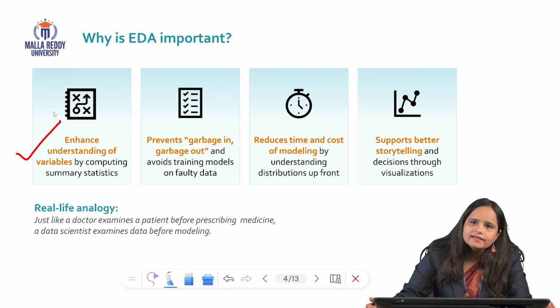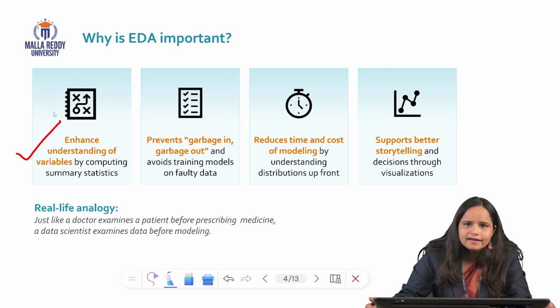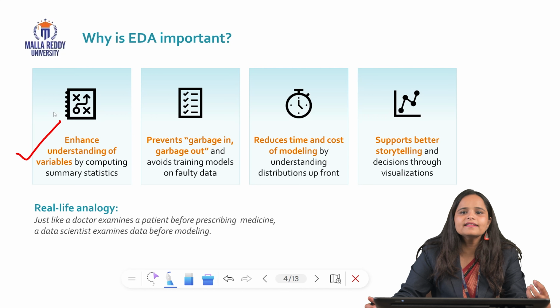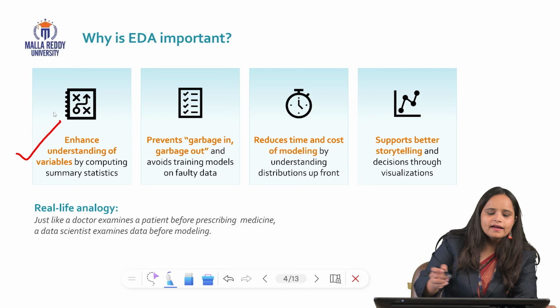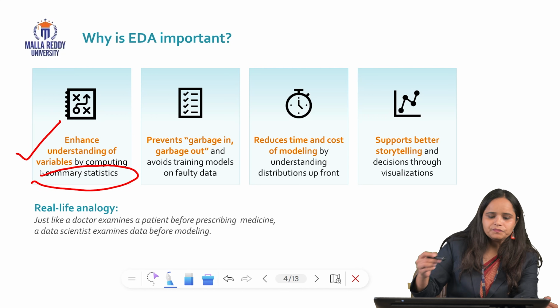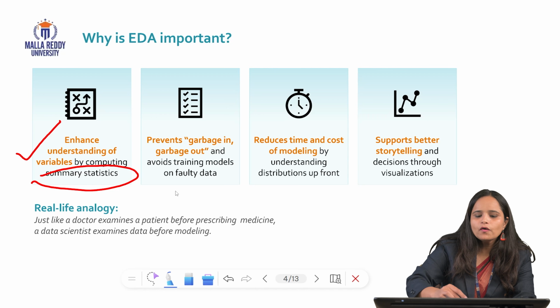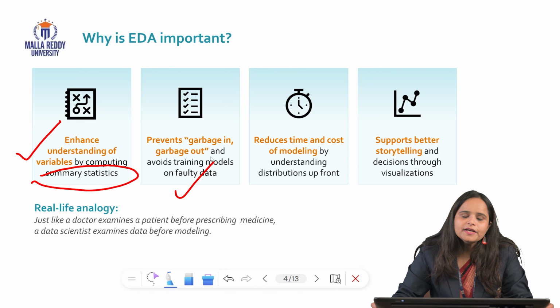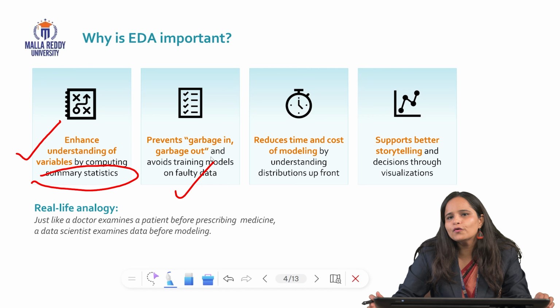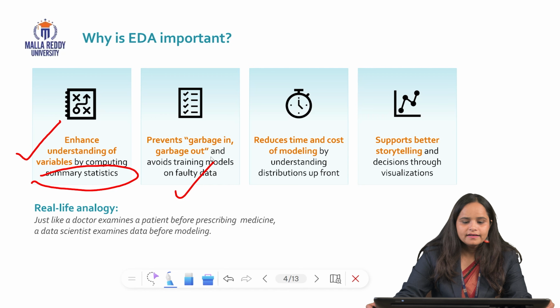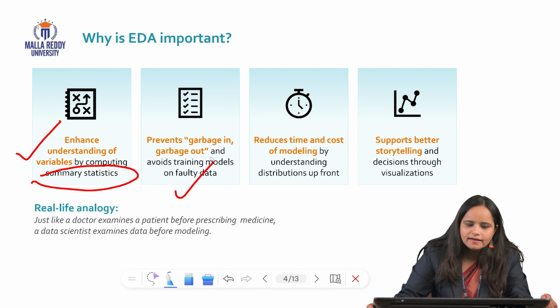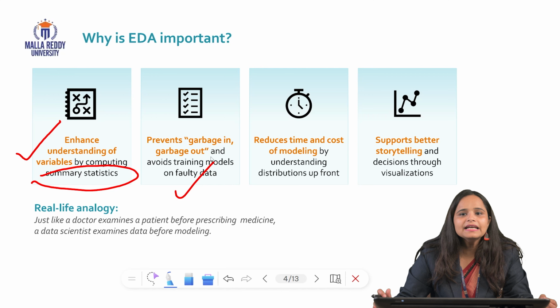So we will get the understanding of the variable, like what are the data types, what is the minimum value in my data, what is the maximum value, what is the average score of the student with the help of the summary statistic. Then EDA also helps us prevent garbage in and garbage out. If you give bad data to the machine learning model, you are going to get bad output. Then how is it going to avoid that? It is going to avoid this garbage data by cleaning your data.